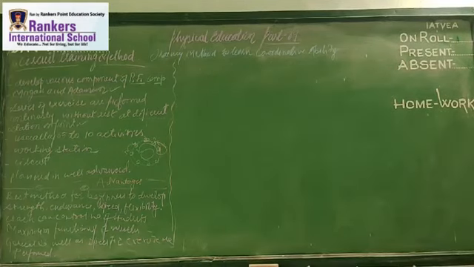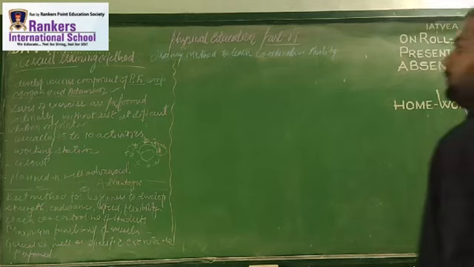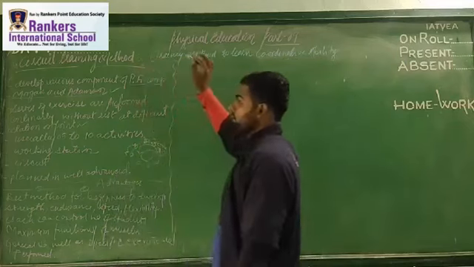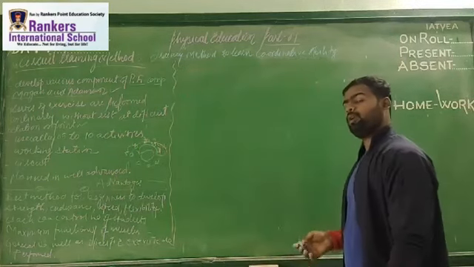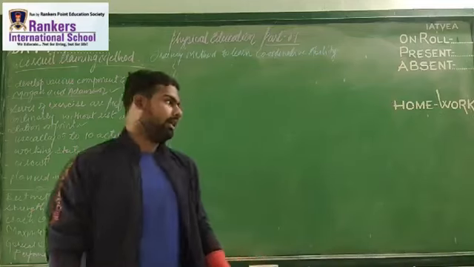Now what are we going to learn? We are going to learn the training method, right? Which kind of training method? The training method to develop the coordinative ability. So the first thing that we are going to learn today is the circuit training method. Now what is the meaning of circuit? Circuit means there are some stations, there are some points.